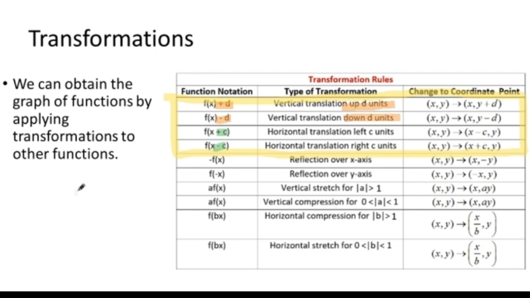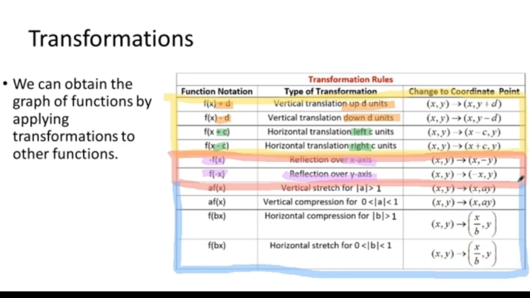Horizontal translations are indicated by adding or subtracting a fixed value directly to x inside of the function. Be very careful with what the operation tells us about the translation. If we're adding c to x inside of the function, we shift left. But if we're subtracting c from x inside of our function, we shift right. The reflections are indicated by multiplying by a negative value. And there's two types of reflections. We either reflect over the x-axis or the y-axis. We reflect over the x-axis if we're multiplying by -1 outside of the function. If we're multiplying x by -1 inside of the function, this results in reflecting over the y-axis.